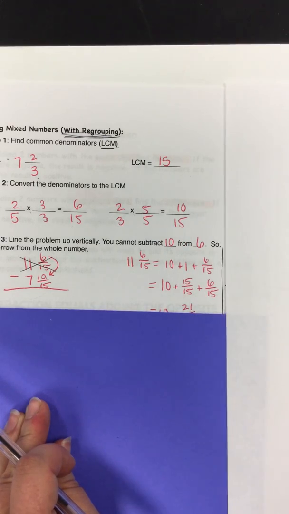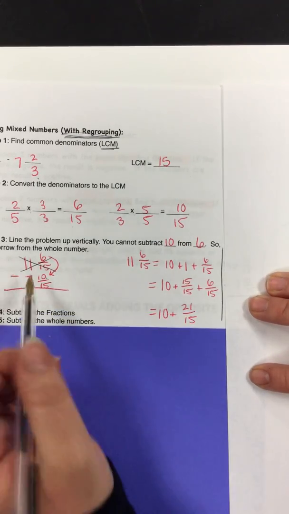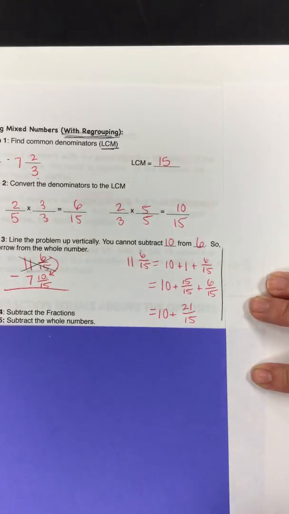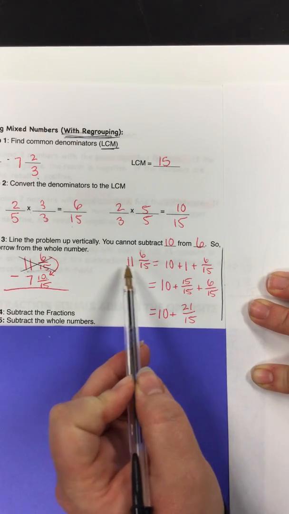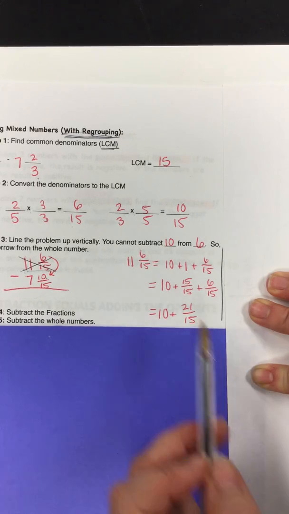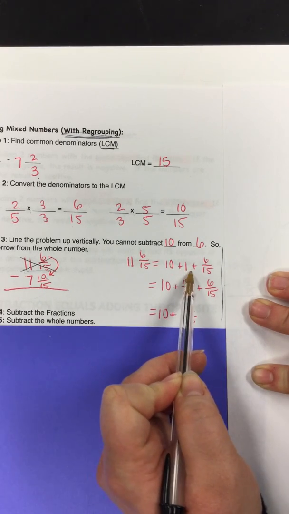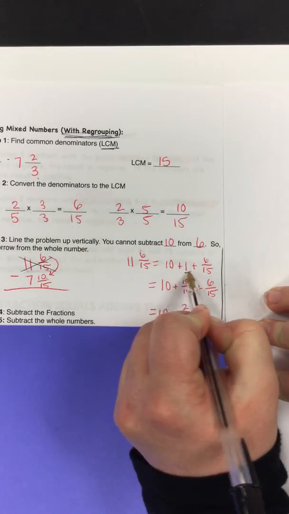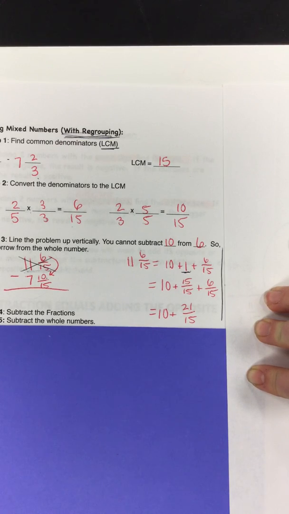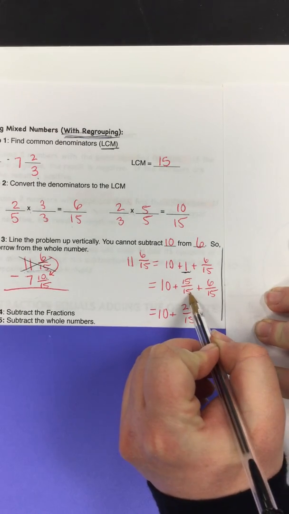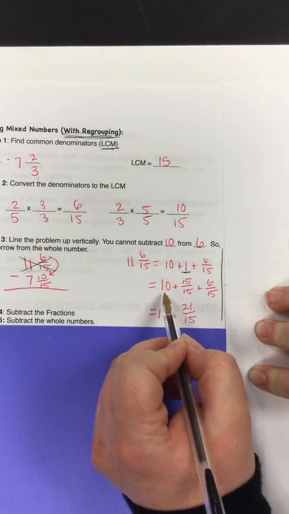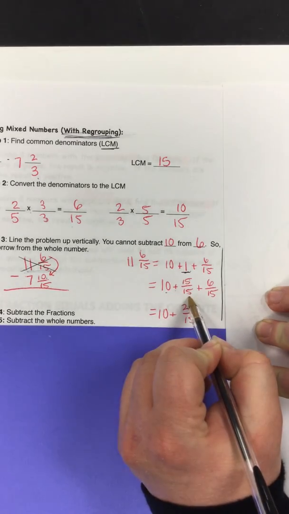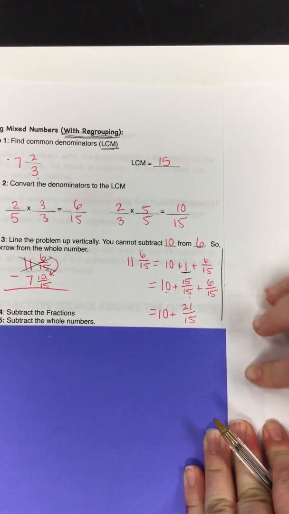In order to do that, we're going to look at this first mixed number of 11 and 6/15. Now, we can regroup this. We can take one whole away from the whole number. So we've got 10 plus 1 plus 6/15. Now, with that one whole, if I convert that into fraction form, that fraction would be 15/15. So what I can do is take 10 plus 15/15 plus 6/15.